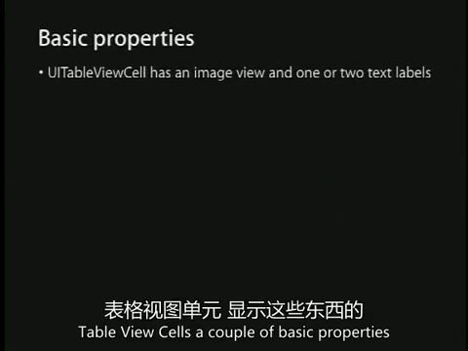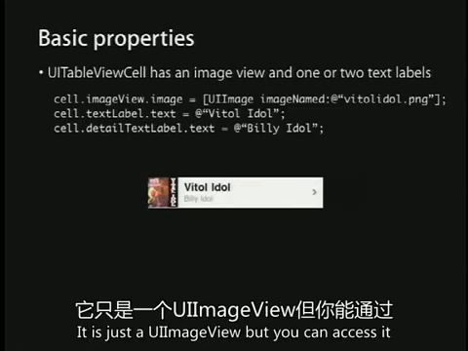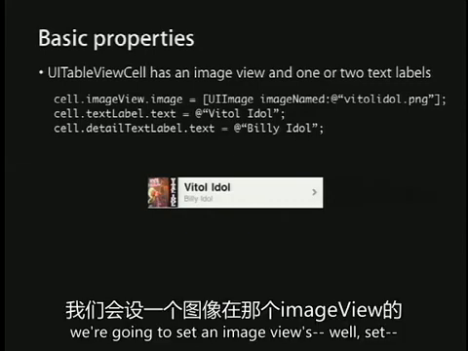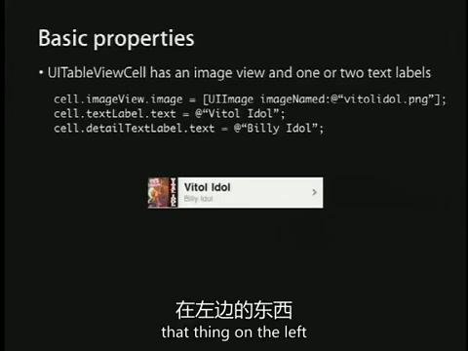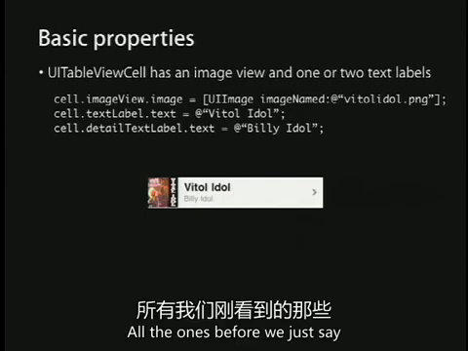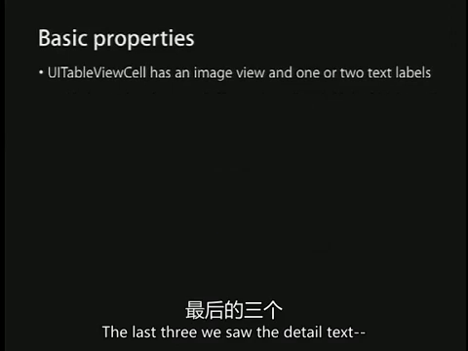Table view cell has a couple of basic properties to display these things. The first is an image view, which is just a UIImageView, but you can access it through cell.imageView. In this case, we're going to give that image view an image, which will give us that thing on the left. It has a text label. All of the cell styles support a text label, all the ones we just saw. The last three we saw also support a detail text label, sorry, I forget the names already.